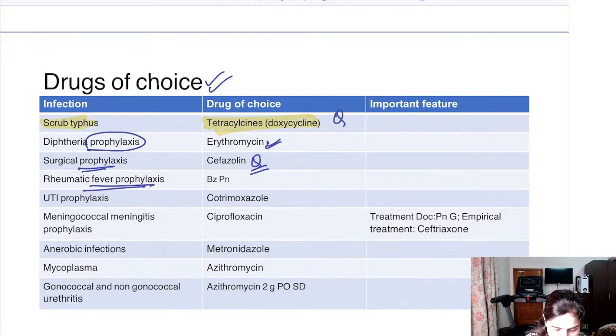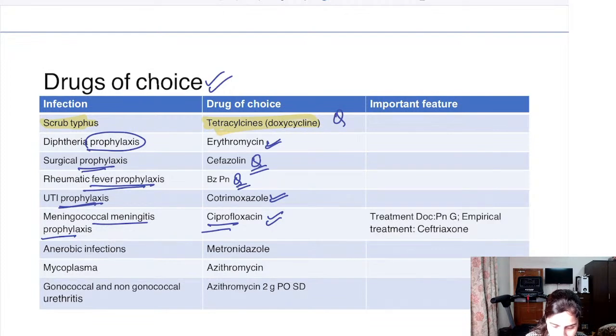Rheumatic fever prophylaxis, benzathine penicillin. Okay. UTI prophylaxis, cotrimoxazole. Meningococcal meningitis prophylaxis. Okay, all right Arnav, thank you, ciprofloxacin. Okay, meningococcal meningitis prophylaxis is ciprofloxacin.